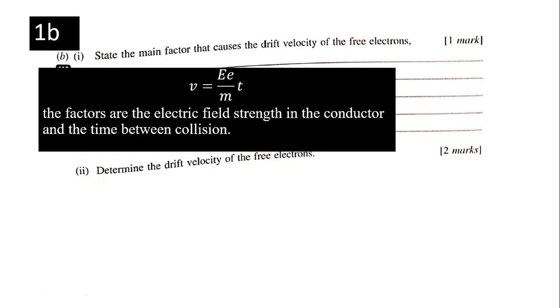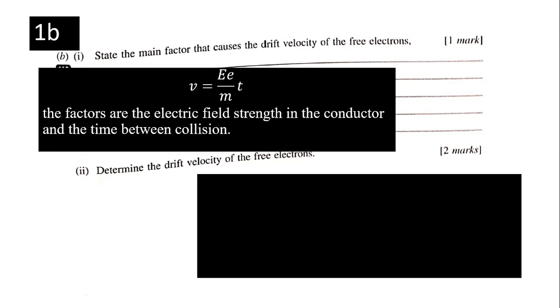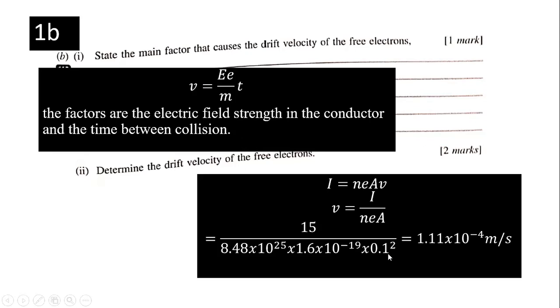Determine the drift velocity of the free electron. Okay, use that formula, memorize it. I is NeAv. Put in your value for I given. N, we have calculated. e, charge of the electron. A is your area, cross-sectional area. Okay, anything that is not clear?